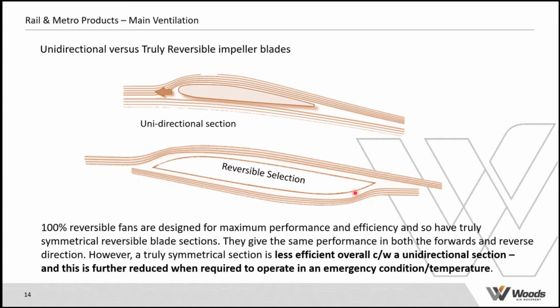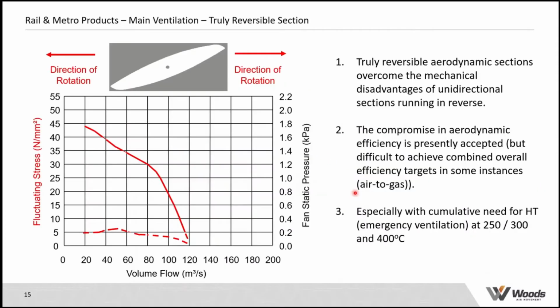The only thing is that there's always a bit of a trade-off, and because it is this truly symmetrical section, it's not as efficient as the unidirectional design. So there's a trade-off: you get performance in either direction, but you don't get quite the same efficiency. So that has to be taken into account in the design.